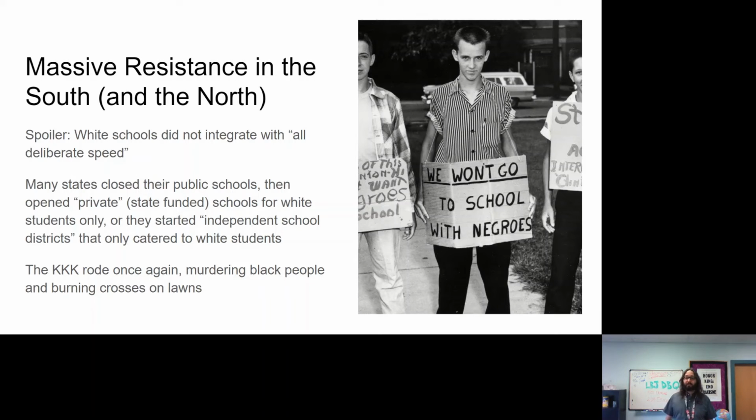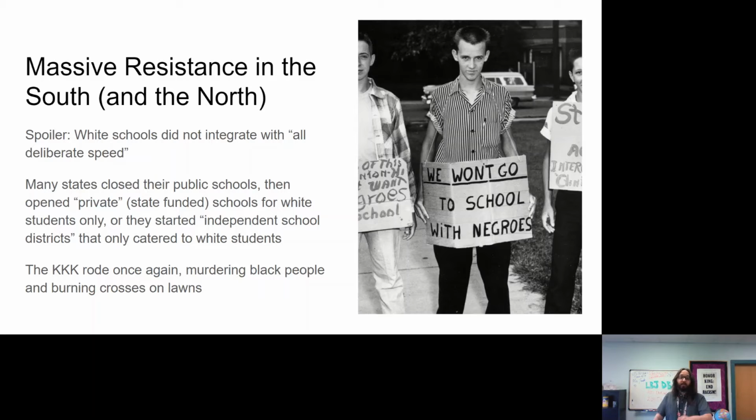So this is one of the signs that I could find, out of the pictures with people holding signs protesting this, that didn't have the actual N-word on it. So we went with this picture. White schools did not integrate with all deliberate speed, not in the South and not in the North. A lot of states closed their public schools and then opened what they called private, yet state-funded schools for white students only. And if it was not technically a state school, well, technically they didn't have to follow the rules under Brown v. Board of Education.